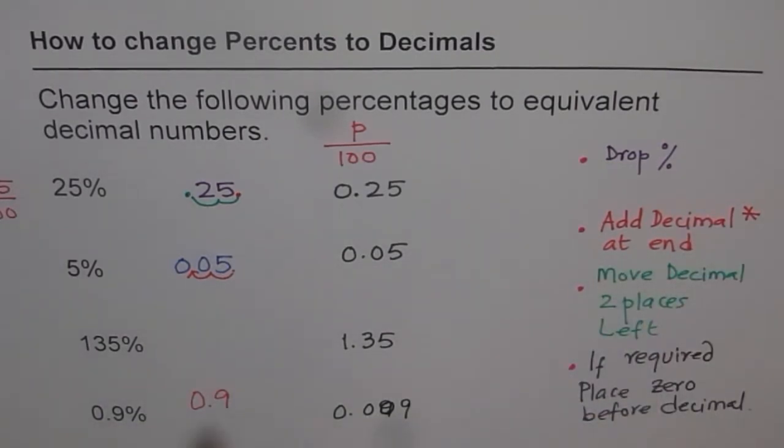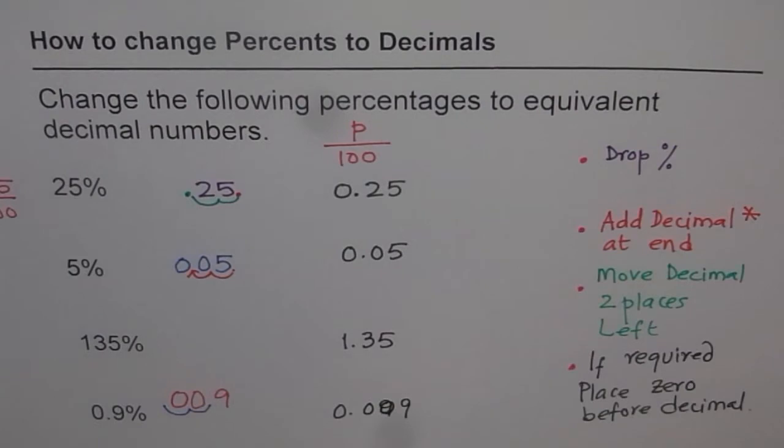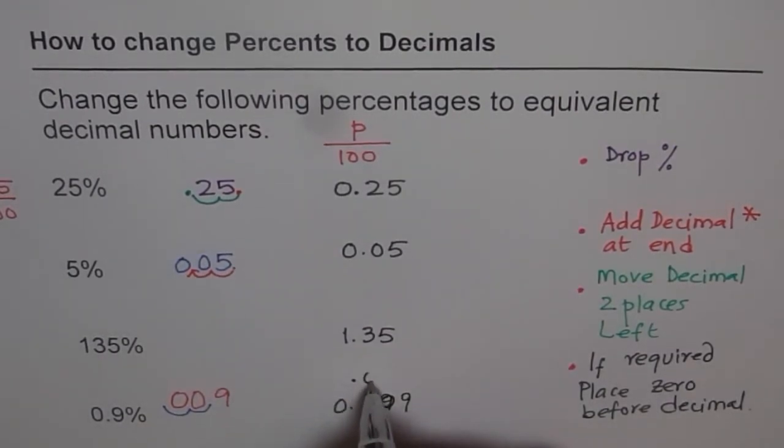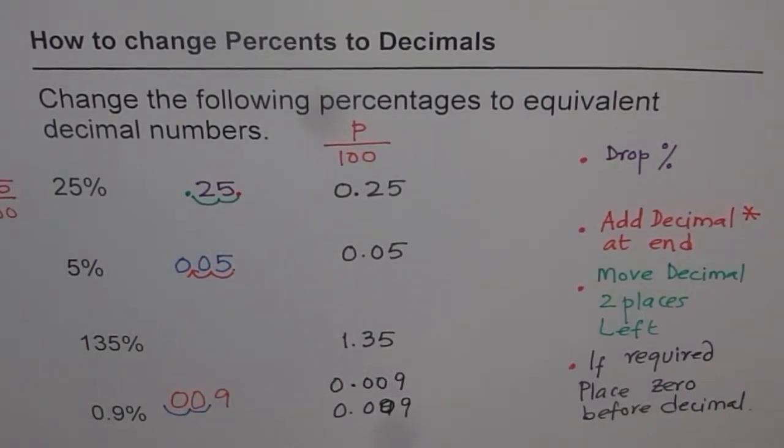Now, move it two places to left. If you have to move two places to left, there is not enough space. We'll put more zeros here. That you can always do. And now let's move it two places to the left. 1 and 2. So you get .009. And as I said, it is a good practice to write 0 before decimal. So we'll write 0 here. So you get 0.009.